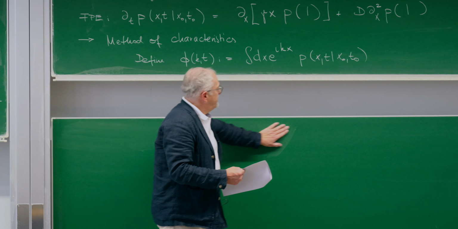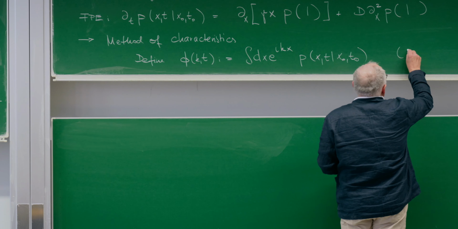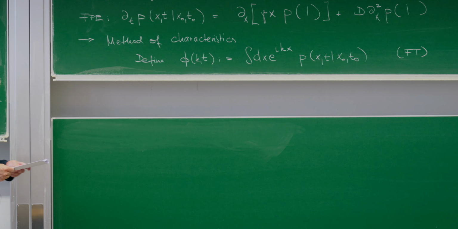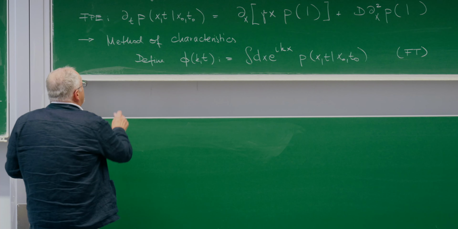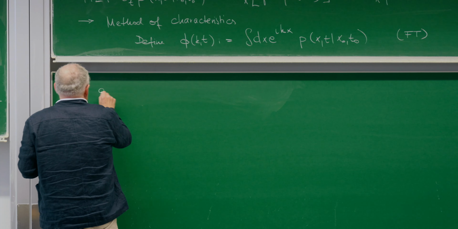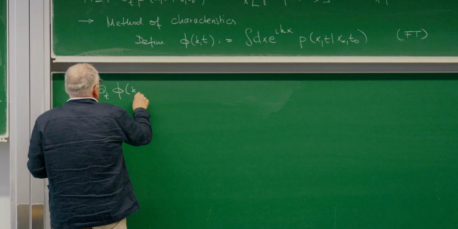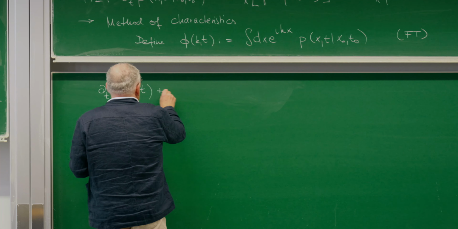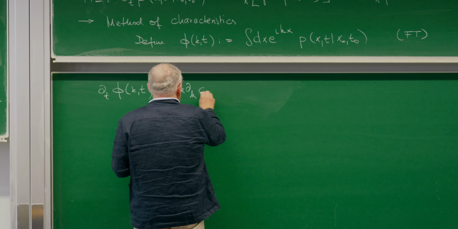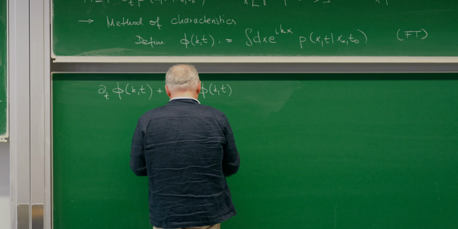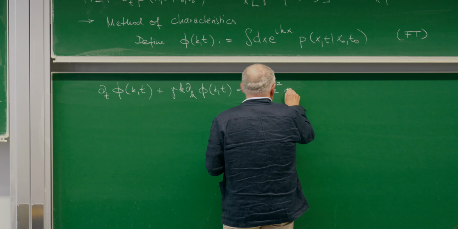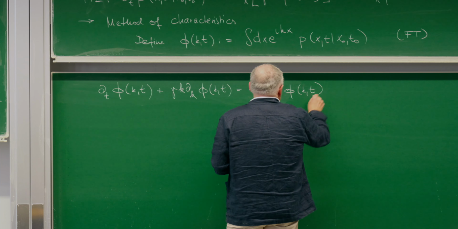And now, as we have defined this Fourier transform, we're going to write the equation for that Fourier transform. Well, if you do the math, you do get that ∂t of the characteristic function plus γ k ∂k φ of k and t equals minus D k squared φ of k and t.